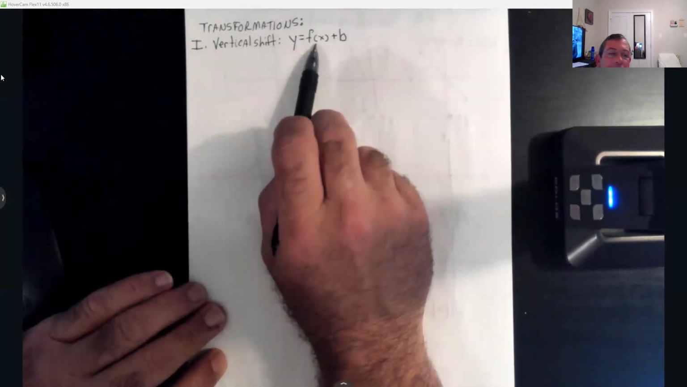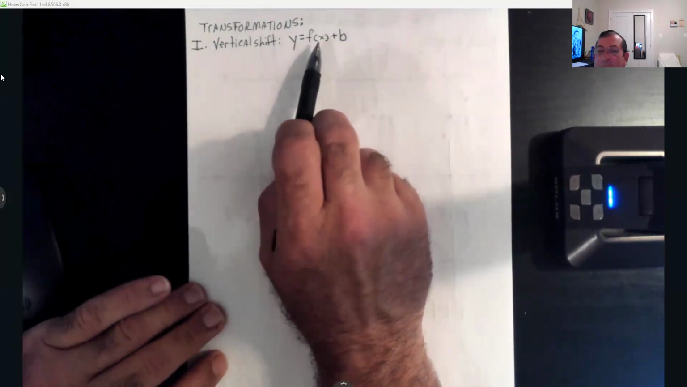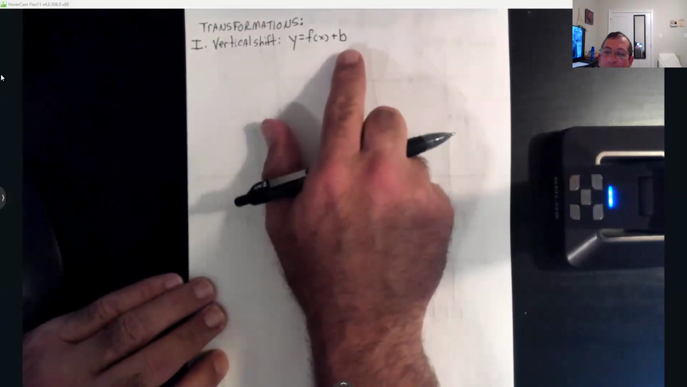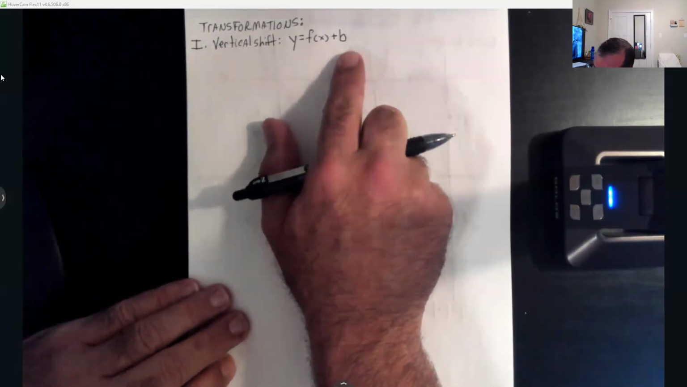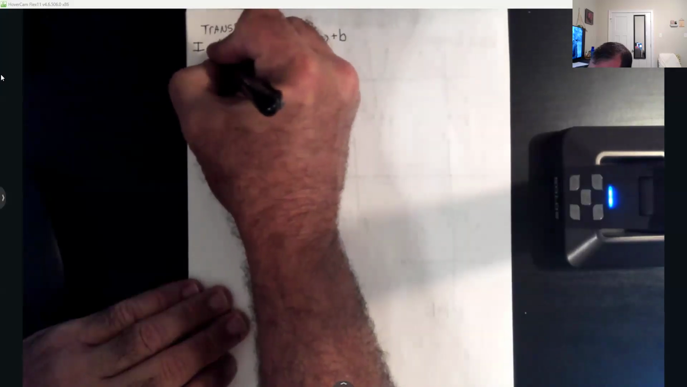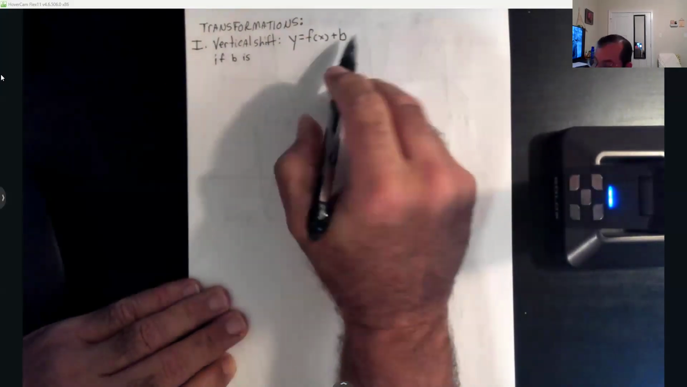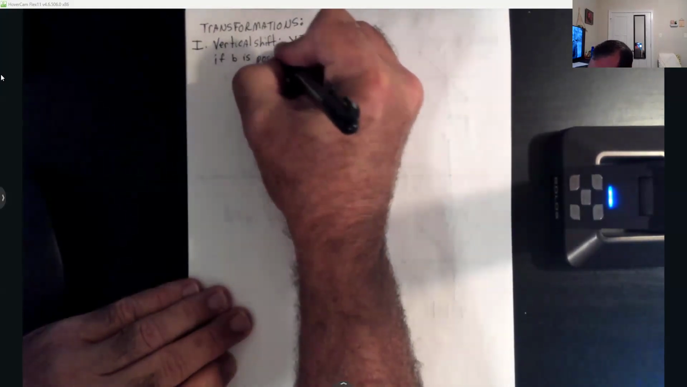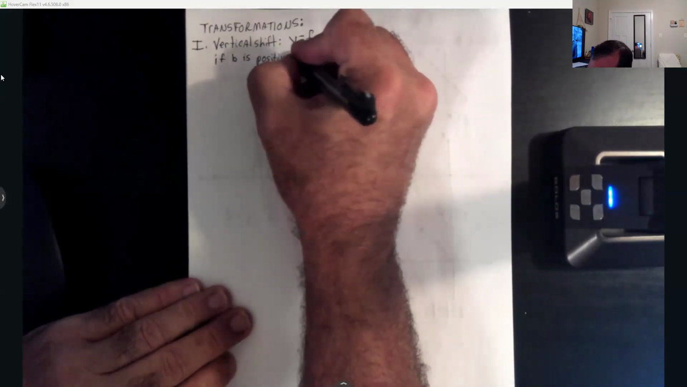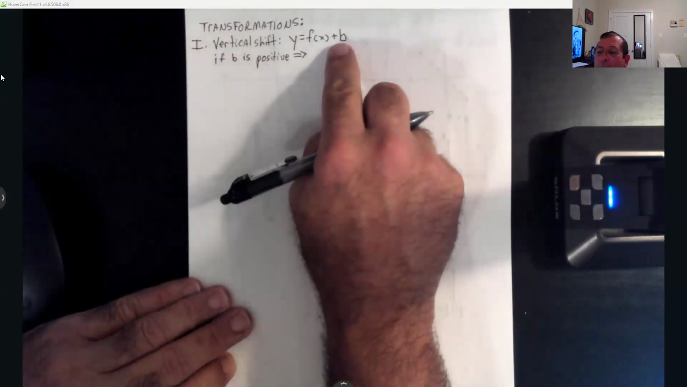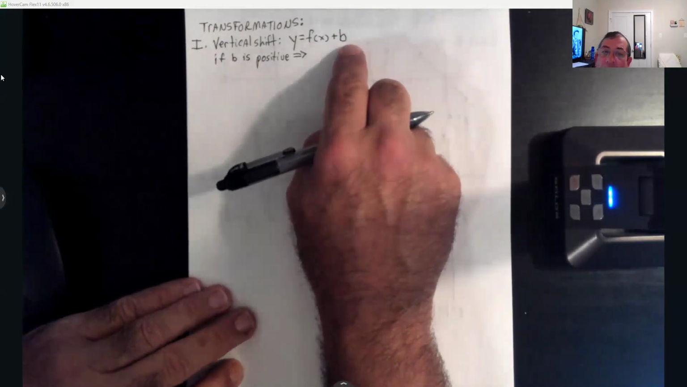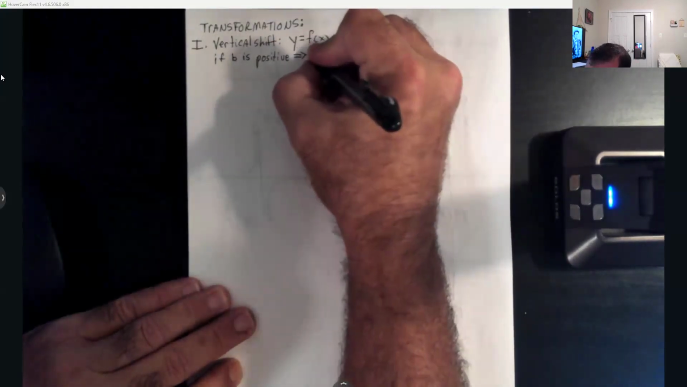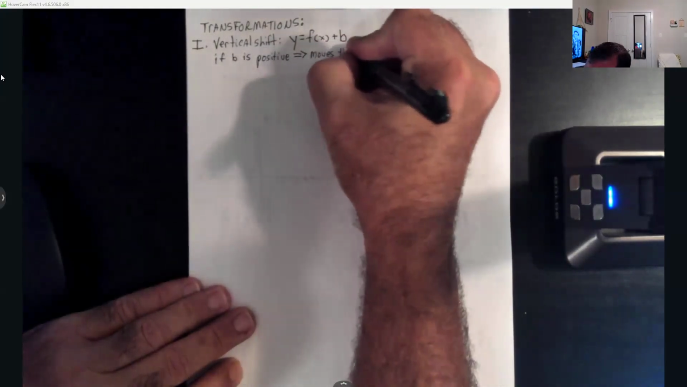So we're taking the function. If my function was x squared, this would be y equals x squared plus a number, okay? So y'all, what happens? If this b is positive, so if we take our function and add a number to the end of it, it's going to move that graph up. So this moves the graph up.